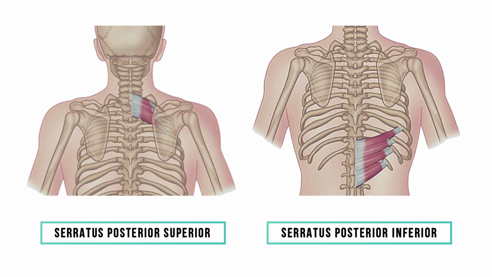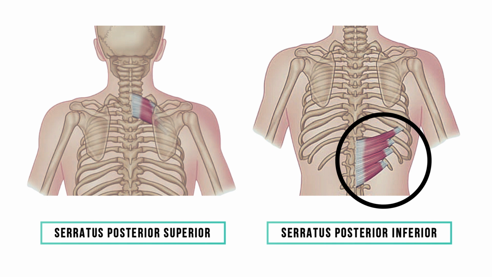The SPS originates on the supraspinal ligament, the spinous processes of the upper 2 to 3 thoracic vertebrae, T1 to T3, as well as the 7th cervical vertebra. It inserts on the upper borders of ribs 2 to 5 and is innervated by intercostal nerves 2 to 5.